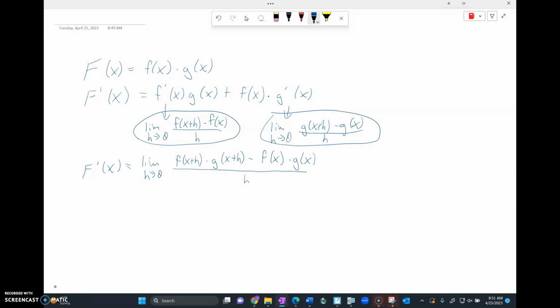So as I'm looking at this, right here we have a g of x plus h, and I have a g of x over here. Right? So I want to rearrange, and I also have an f of x plus h and a minus f of x, but I can't really factor this as it is. Right? So this is where the interesting part of this derivation comes from.